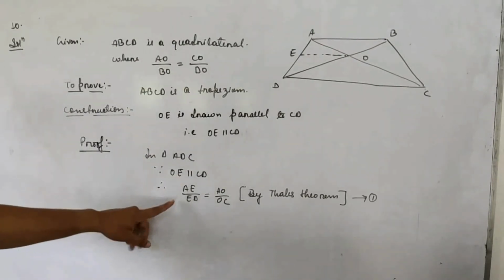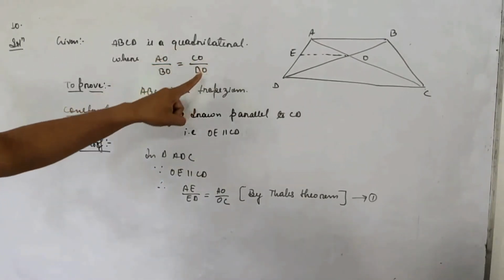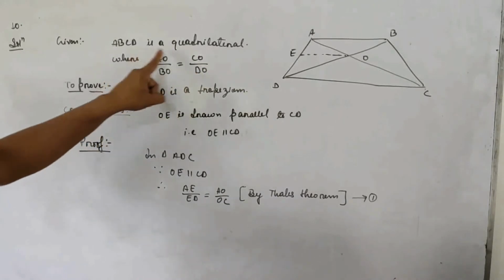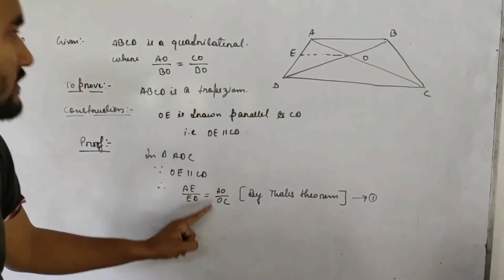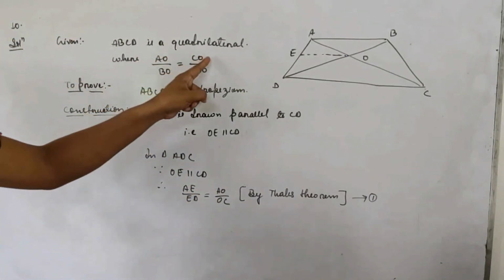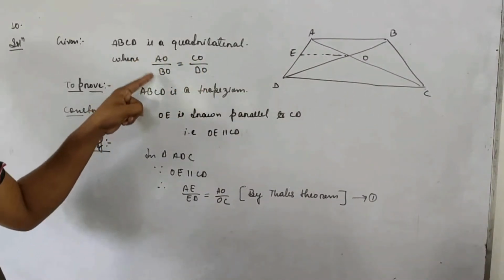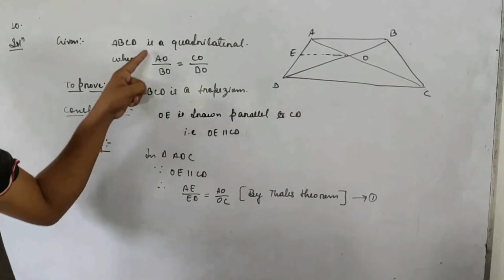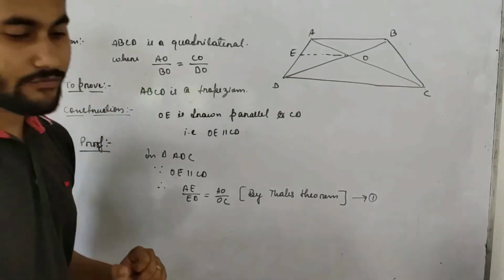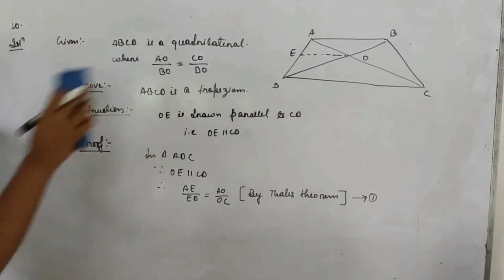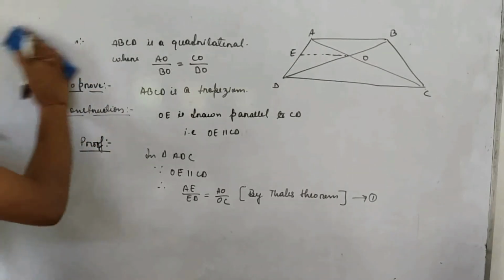You see, AE by ED is there. Is there AE and ED somewhere? There is no AE and ED. AO by OC is there. AO is there and OC is there. But it is not AO by OC, it is AO by BO. We have to match this one as AO by CO. Understood? Okay, so we will use this one. AO by BO is equal to CO by DO.